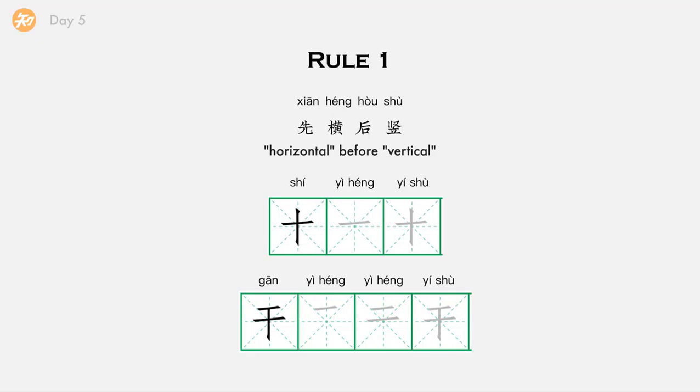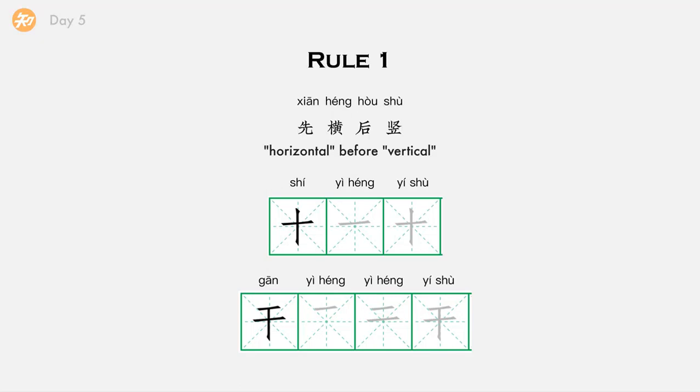We have two example characters here. The first one is 十, which means 10 in English. To write 十, you write the 横 first, then the 竖. In Chinese, we usually read them like this: 一横一竖. Here we use 一, which literally means one in English, to indicate that the stroke is one horizontal or one vertical. This is how we split a Chinese character.